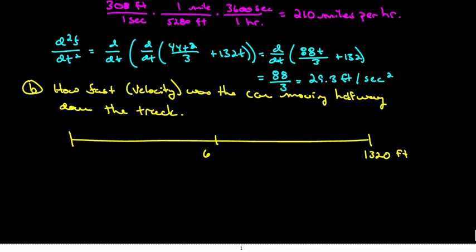1,320 feet. Here's 660 feet. So halfway down the track is 660 feet. So let's figure out what time that occurs at.